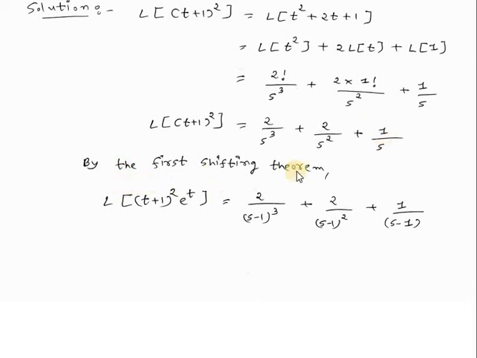Now by first shifting theorem, Laplace of (t plus 1) whole square into e raised to t is equal to 2 divided by (s minus 1) whole cube plus 2 divided by (s minus 1) whole square plus 1 divided by (s minus 1). Here we have replaced s by s minus 1 because here it is e raised to t. Therefore we have to replace s by s minus 1. So this is our final answer.